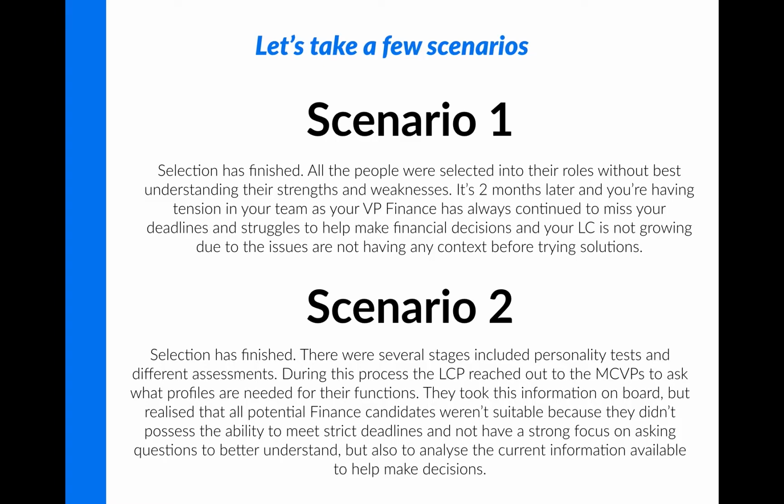The second scenario is that you finish your selection, and there were several stages, including personality tests and different assessments. And during the process, you actually reached out to all the MCVPs to ask what profiles are needed for their function. And you took this information on board, but realized that all potential finance candidates weren't suitable because they didn't possess the ability to meet strict deadlines and not have a strong focus on asking questions to better understand, but also help to analyze the current information available to help make decisions.